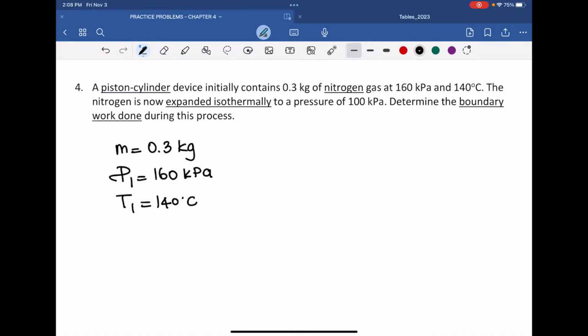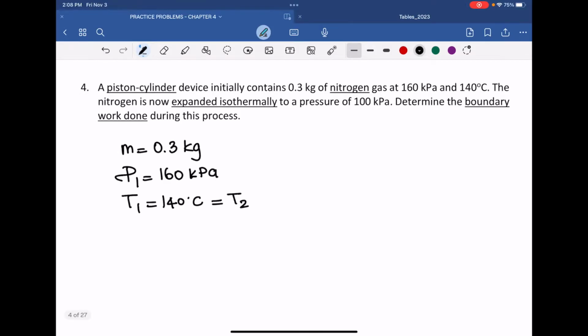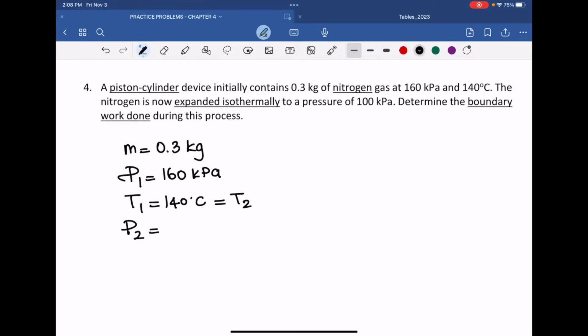The nitrogen is now expanded isothermally. Oh, so that means the temperature doesn't change. And to a pressure of 100 kilopascal, the pressure is though changing. Okay.